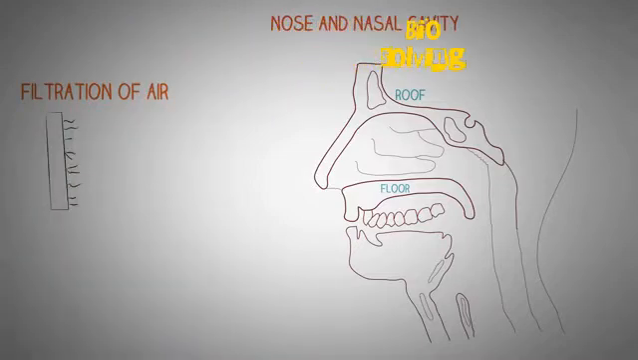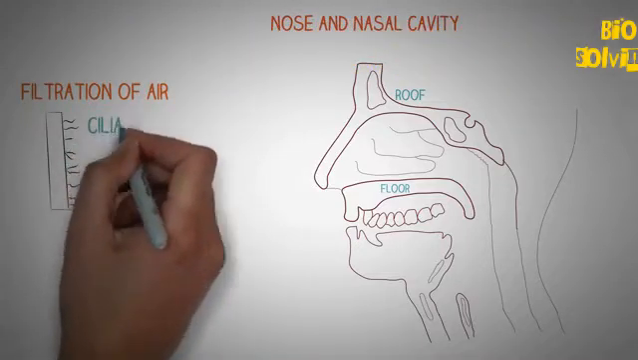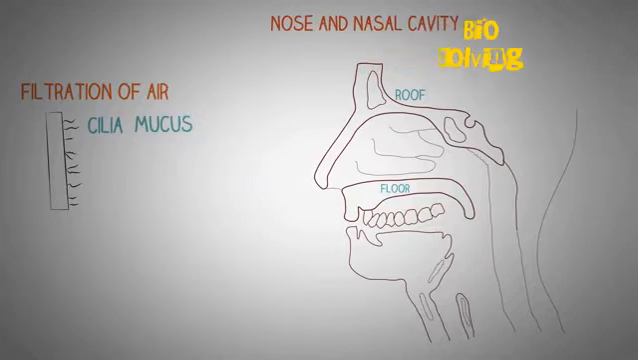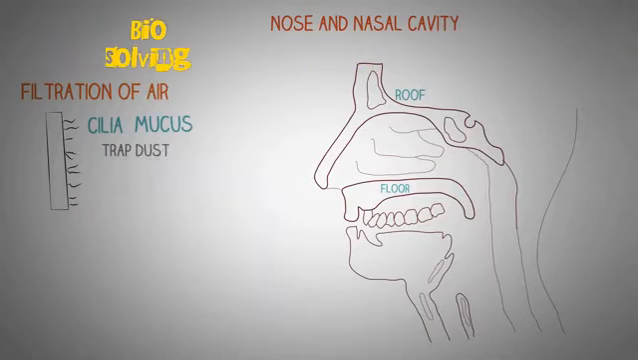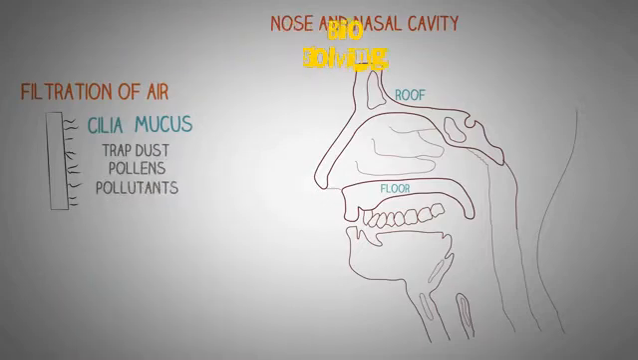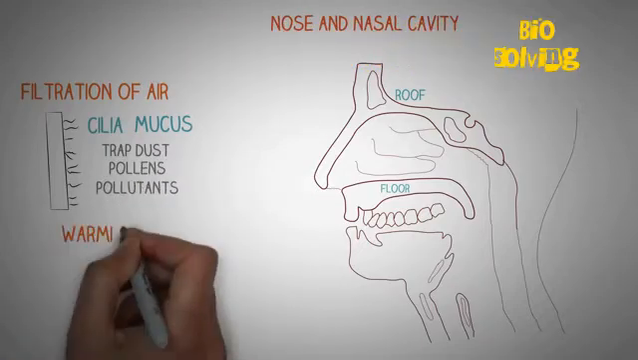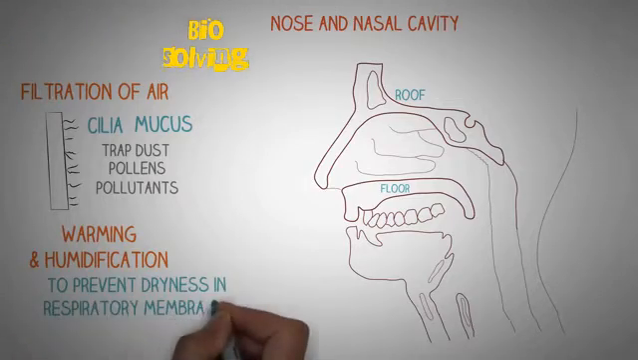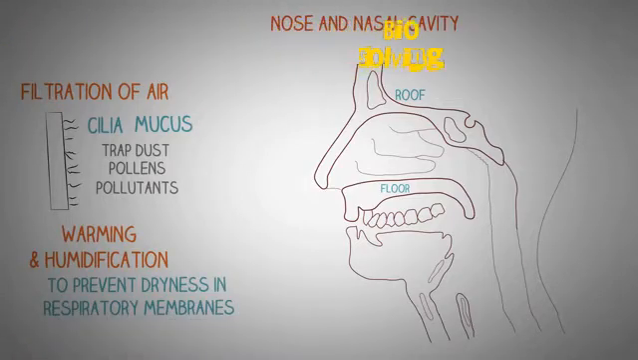This is made possible by small, minute, hair-like structures present in the nasal cavity called cilia. The filtration of air is also facilitated by the mucus which is secreted by the nasal walls. This traps dust, pollens, as well as other pollutants present in the atmospheric air. The other job that the nasal cavity performs is warming and humidification of the air, which prevents the dryness in the respiratory membranes.